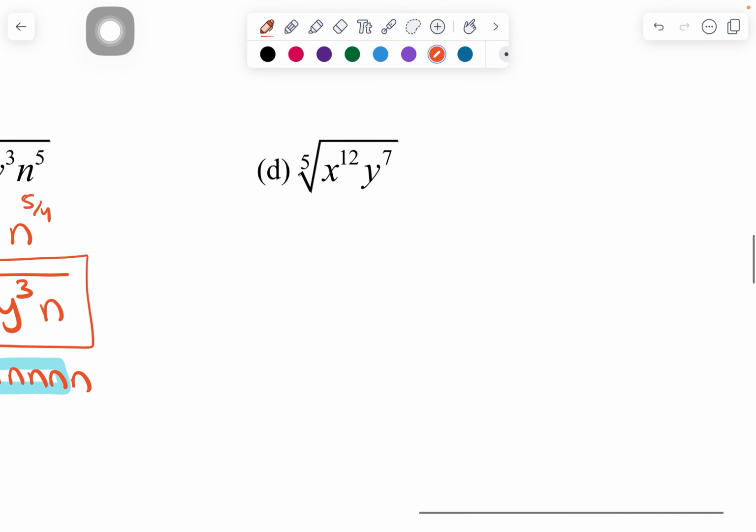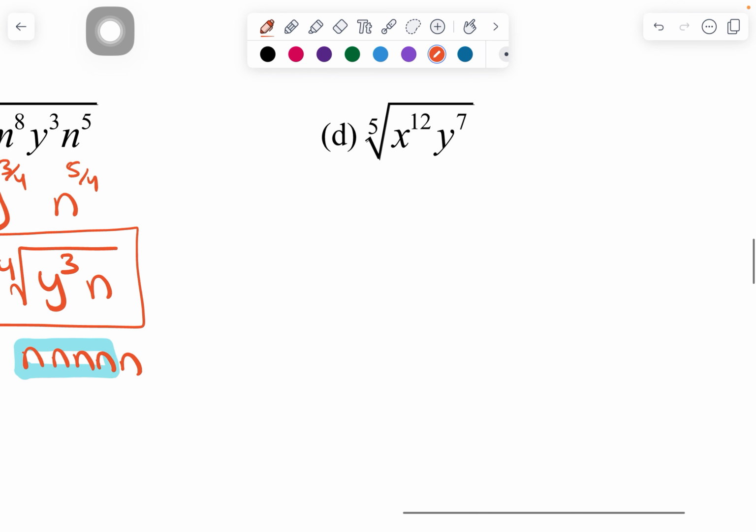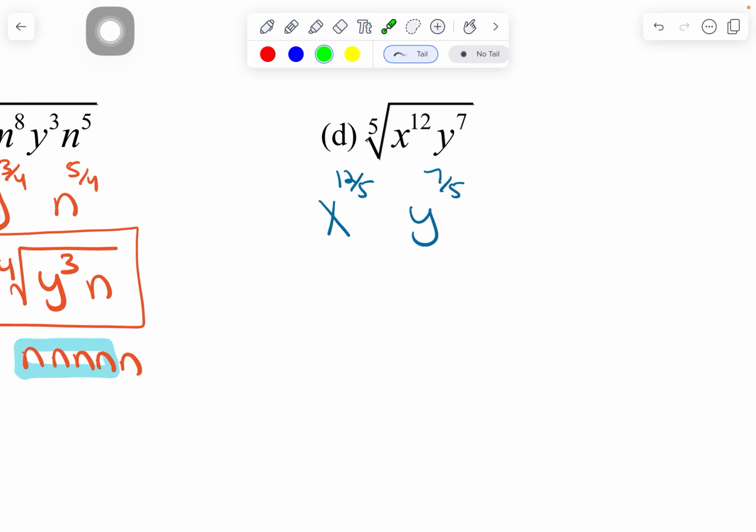All right, part D is the last one here. I'm going to go ahead and use the fractions again, see if we can work through that. So this is going to be x to the 12 over 5 and y to the 7 over 5. So how many times does 5 go into 12? It goes in there 2 times. That would be 10. That's an index of 5. And then we would have 2 left over. Okay, so 5 goes into 12 2 times, and then 2 is left over.